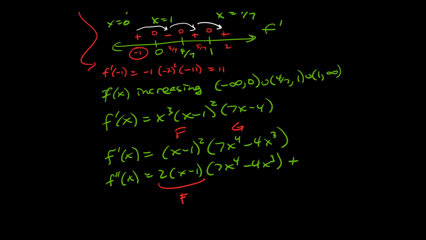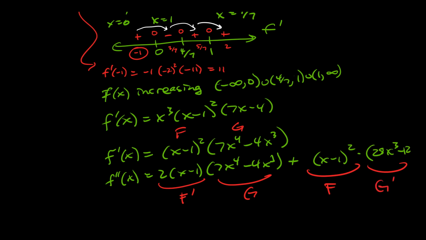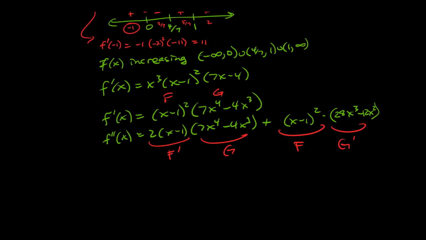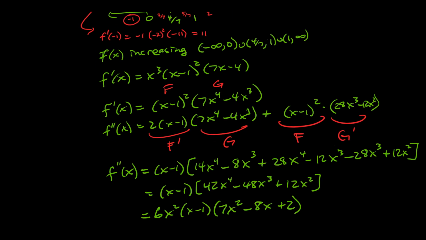So this piece is F prime, this piece is G, and now I'll do F and then G prime here. So we get 12x squared, like that. It's a 28. There we go. All right, so now let me clean this up. All right, so what I did was I cleaned this up, and this is what I got.